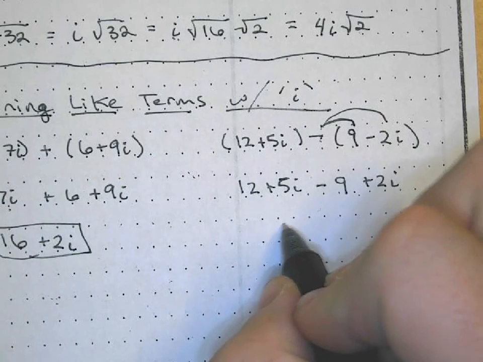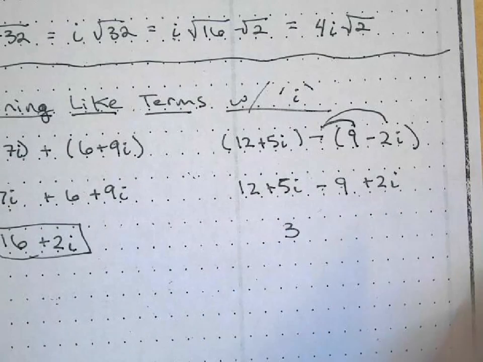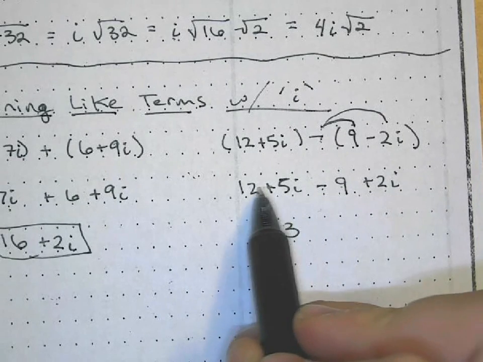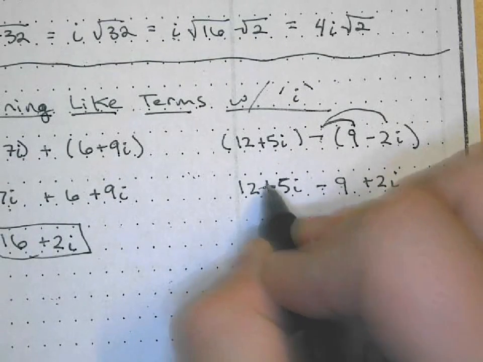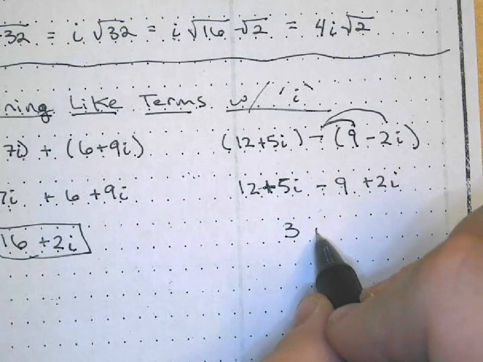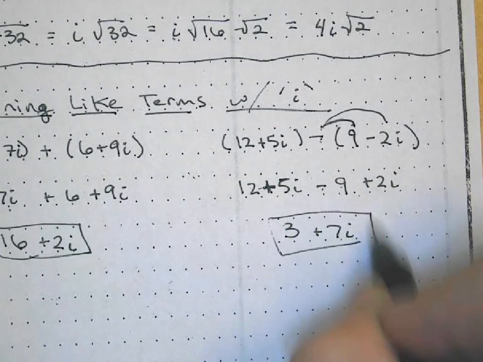12 minus 9 is 3. And then positive 5i plus 2i would give us a 7i.